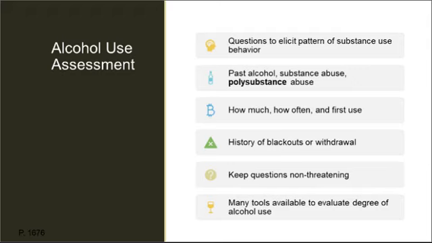Alcohol use assessment on page 1676. Oh, there's your CIWA form revised. It's a whole big thing listed on 1677, but I think I've given you enough of what you need there. So here's your assessment. Very important. How much, how often, and first use. Past alcohol, substance abuse, polysubstance abuse. Questions to elicit pattern, history of blackouts or withdrawal.